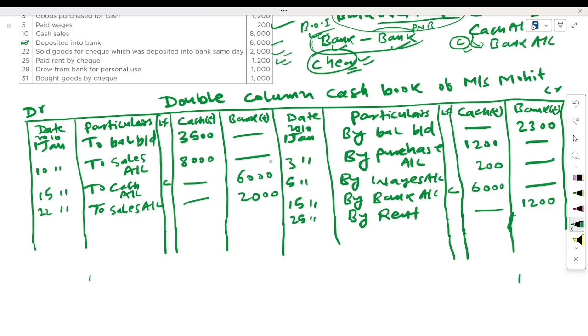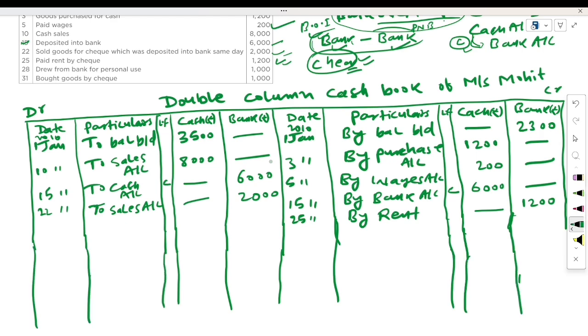Next, drew from bank for personal use. You are withdrawing from bank for personal use, not for business purpose. If you are withdrawing for personal use, it means it will be drawing account. So what entry will you pass here? For drawing account, we will make the entry on 28th January by drawing account. How much amount is here? 1,000 from bank, not cash. So we will show here from bank 1,000.